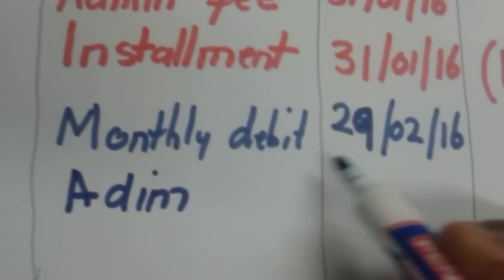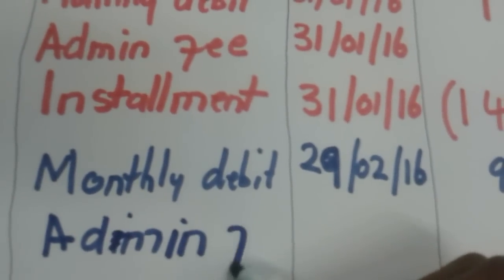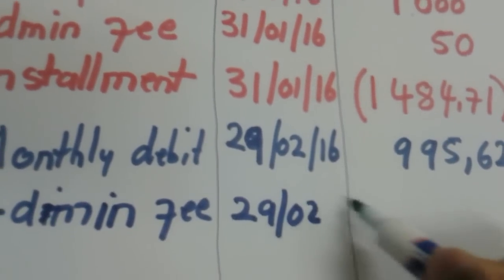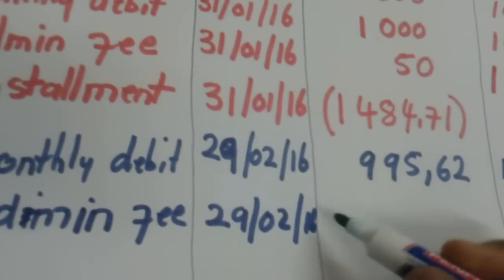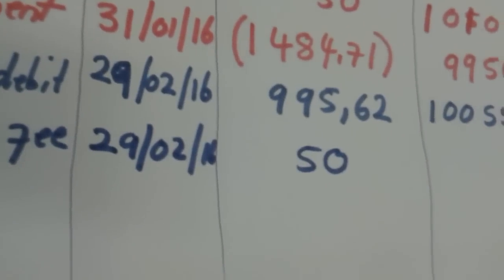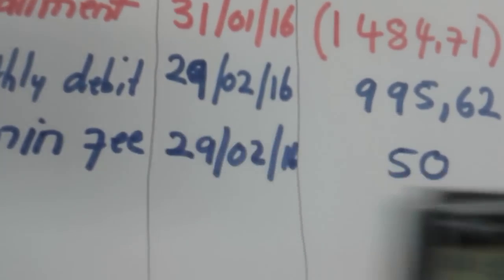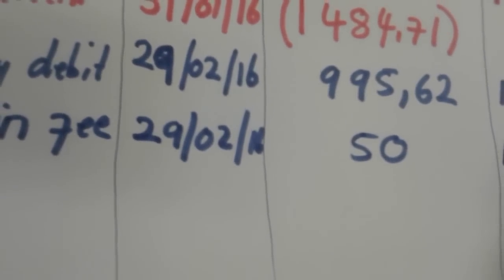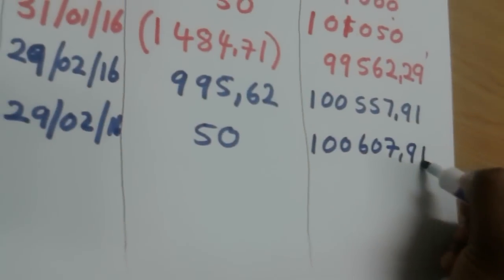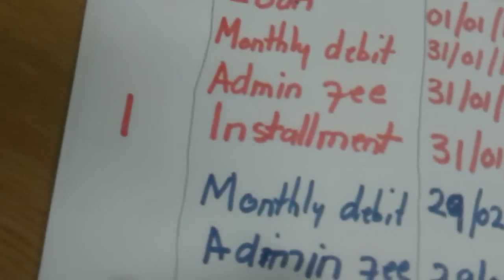Same thing again. We are going to add our admin fee. Sorry, I don't know what's wrong with me today. Admin fee. There you go. And then again, same date, 29/02/2016. And how much is the admin fee? It is 50 rands. Now let's add the admin fee there. So we have our balance there. We add the 50. We now get 100,607.91. There you go.